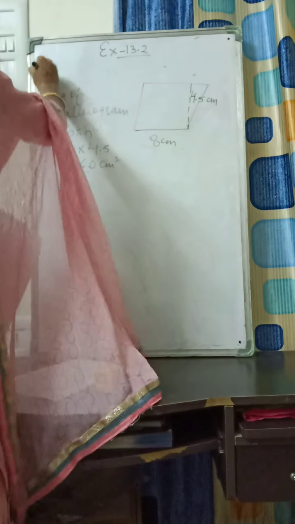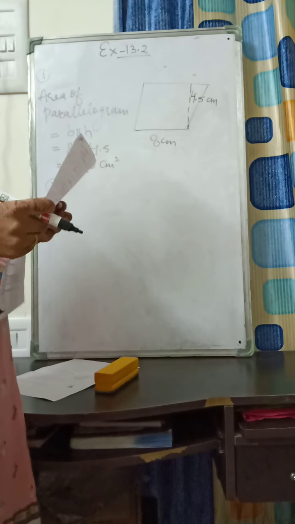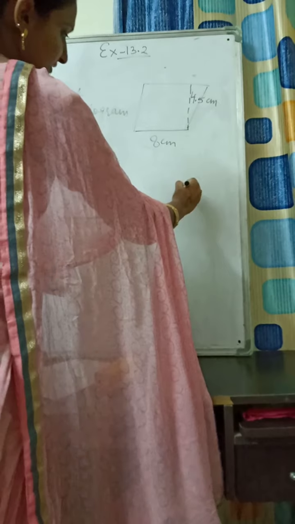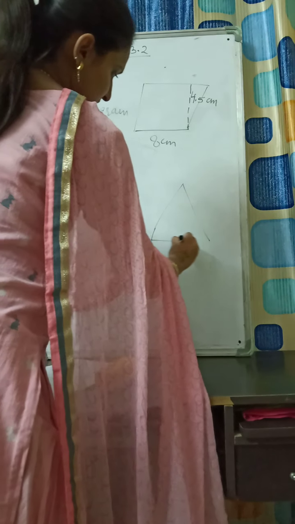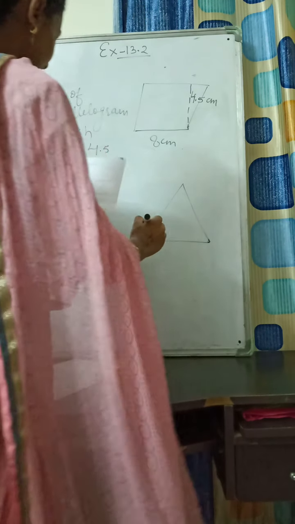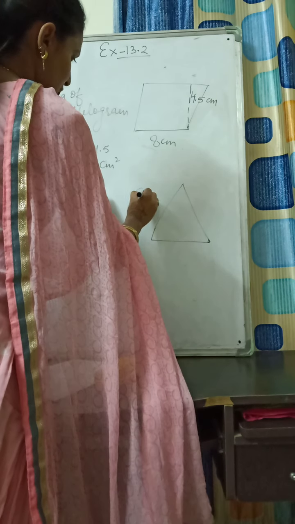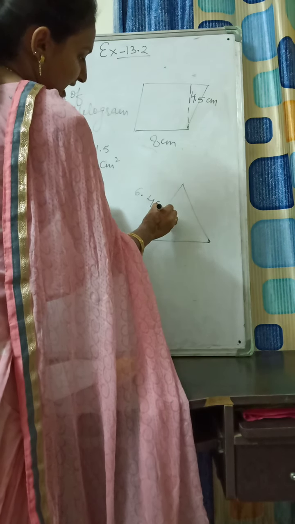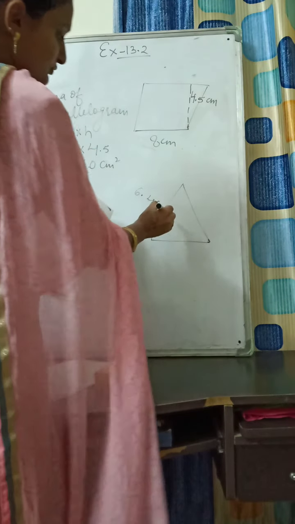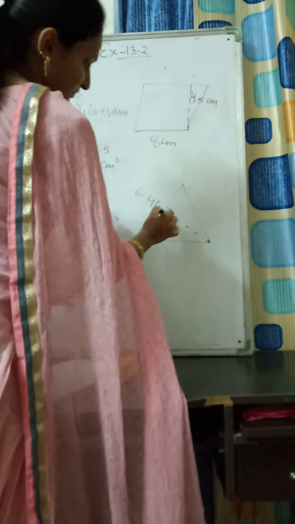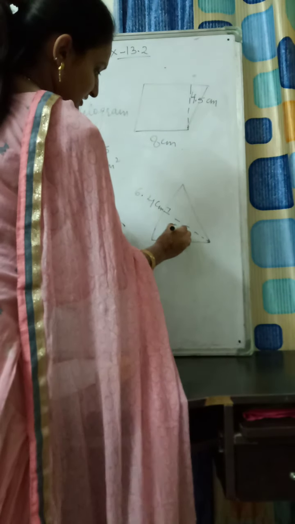In the second question, we have to find the area of a triangle, and in the first part the triangle is given like this. This side is 6.4 centimeter, and from this corner vertex a perpendicular is given, and this is 6 centimeter.